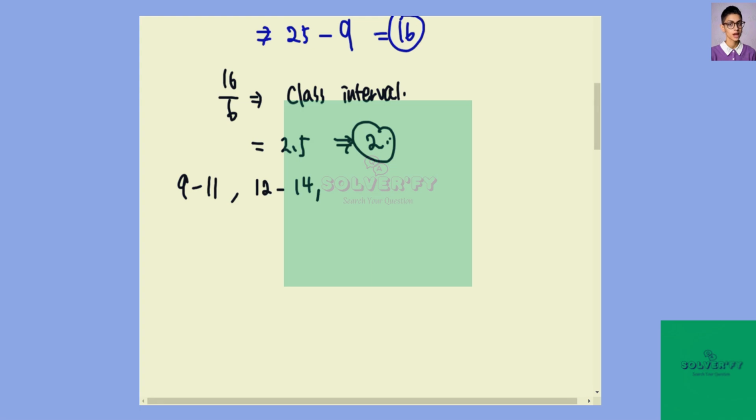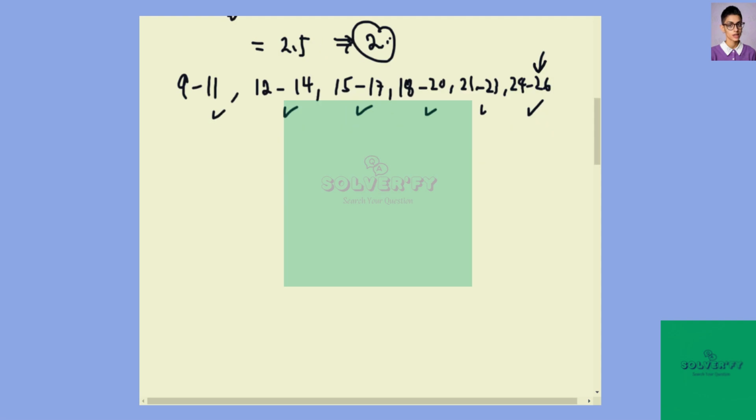So each interval has an interval range of 2. Then 12 to 14, 15 to 17, 18 to 20, 21 to 23, and 24 to 26. 1, 2, 3, 4, 5, 6. I have 6 intervals. Notice that this last one, 26, we don't have, but I just created one more mock data point. It's not going to be critical. So I found my own class interval.